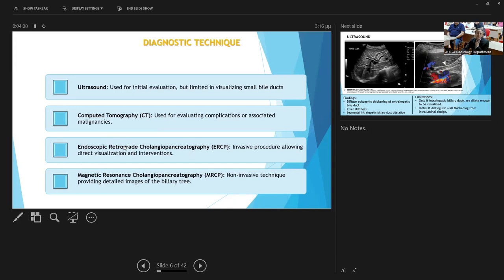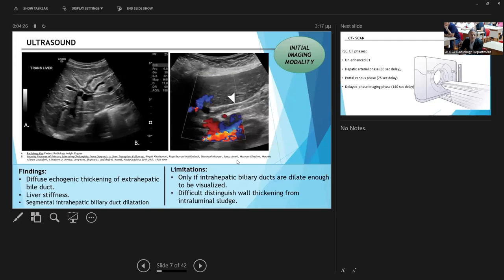We will have another technique that is not radiological from the point of view, that is the endoscopic retrograde cholangiopancreatography. And finally, the most important one is the magnetic resonance cholangiopancreatography. That is the best non-invasive technique to make the correct diagnosis. So let's start with the ultrasound.